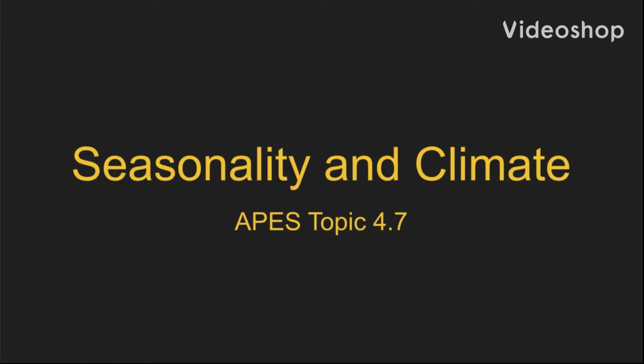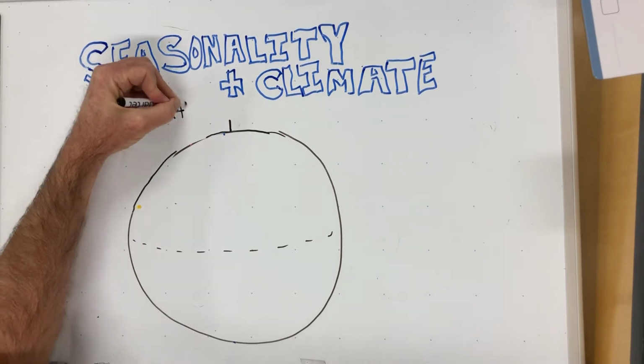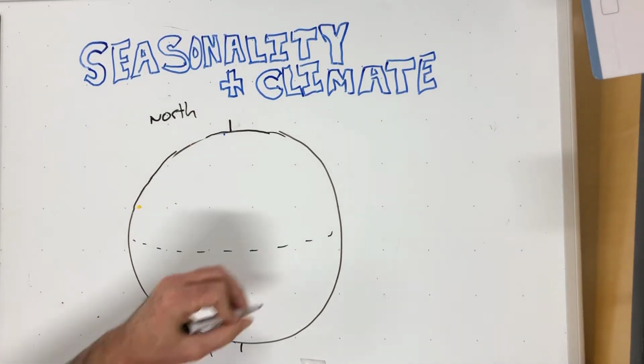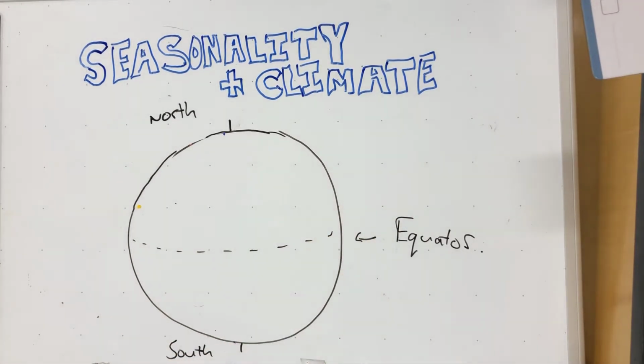Hello class, today I want to talk about seasonality and climate, or the Earth's position in space and how that affects our weather and our climates and our seasons throughout the year. So what we have to remember is the Earth is a sphere. There is a North Pole and a South Pole, and right around the center there is the equator.